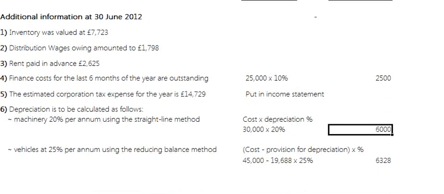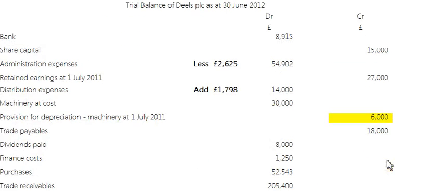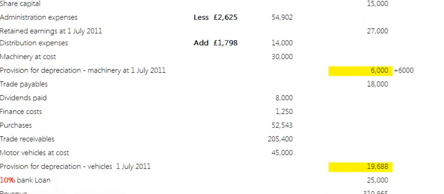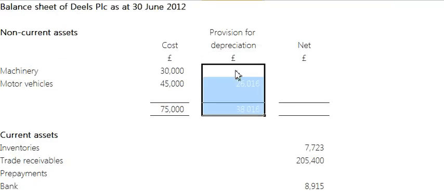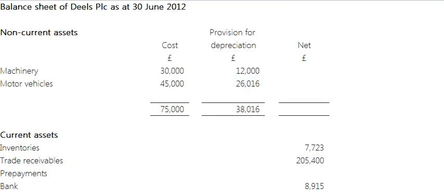Okay, these two. So what we need to do, we need to add those two figures to the provisions. And once we've done that, those are the figures that go into the balance sheet. So 6,000 plus 6,000, 12,000, that will go in the balance sheet. 19688, we're going to add to that 6328, and that goes in the balance sheet. Do that, you get these figures. Okay, and the net book value is just the cost minus the provision, each line, that's your non-current assets total.